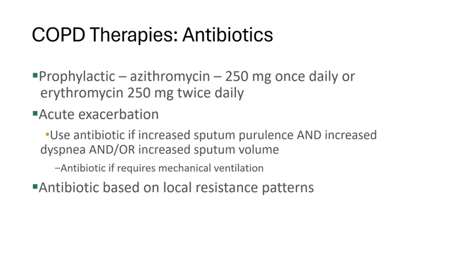The choice of antibiotic therapy should be based on local resistance patterns, so you have to know the local resistance pattern for your area. Empirical therapy may be achieved with Augmentin, a macrolide, or a tetracycline.